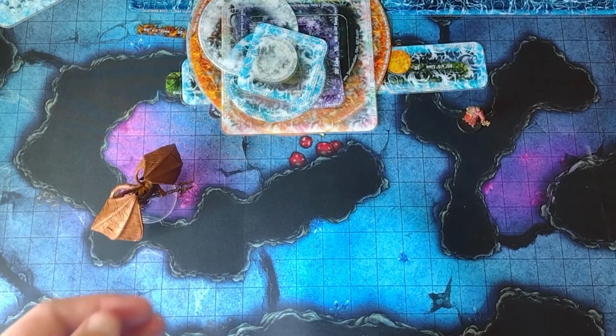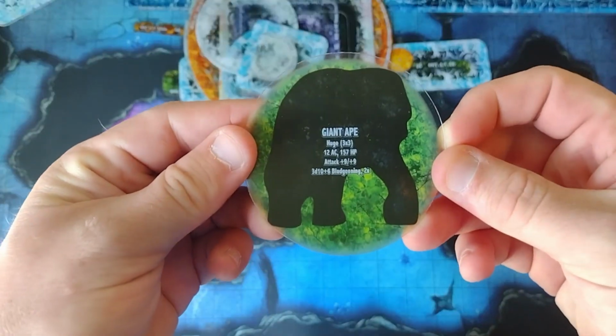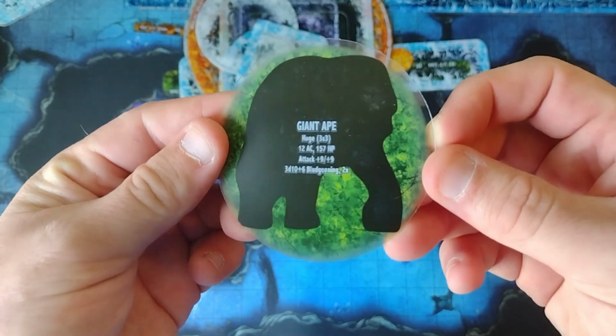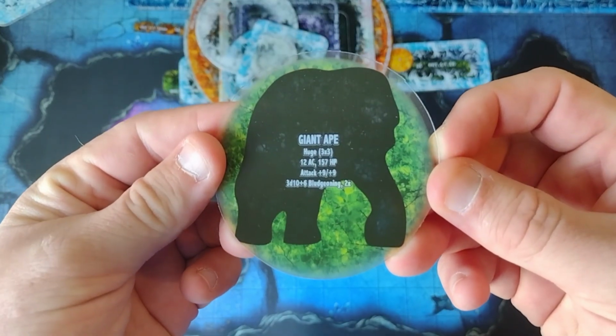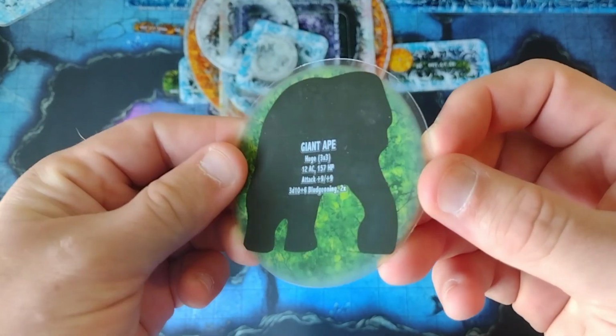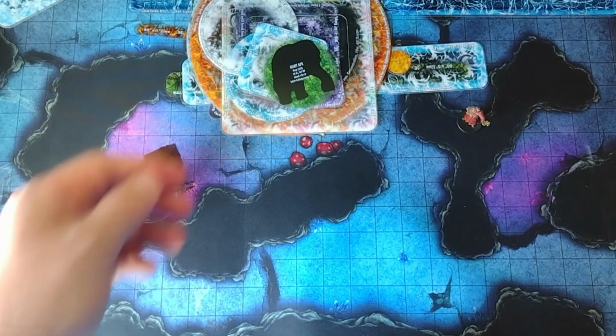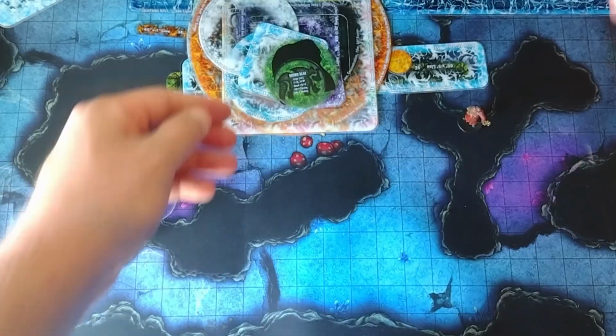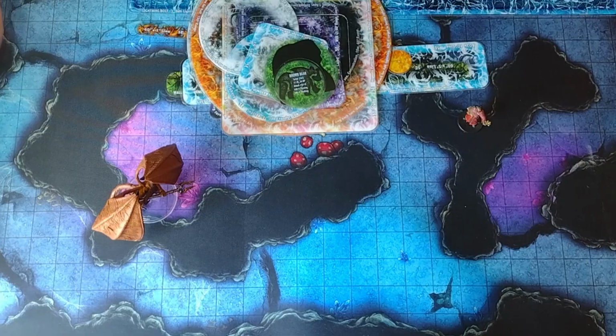Then there are a ton of these, I guess, markers to help you remember conditions. I don't see myself using these as much, but they're still really cool to have. This would be a giant ape for like a wild shape druid. There's also the brown bear. Looks like there were a couple more of those. Where did I put them? Yeah, there's a bunch of these.